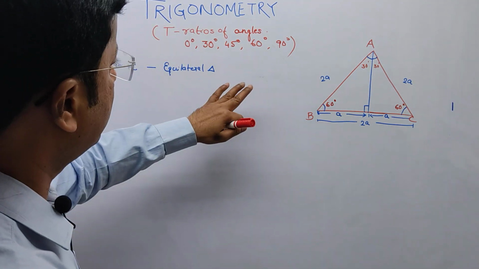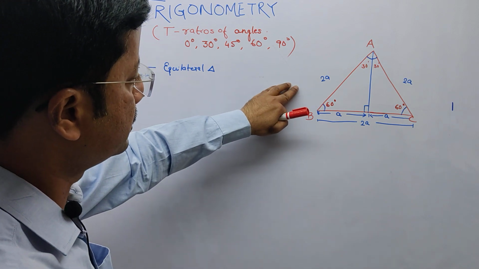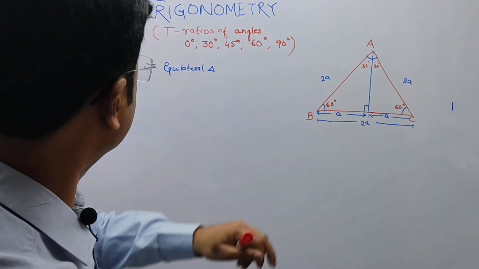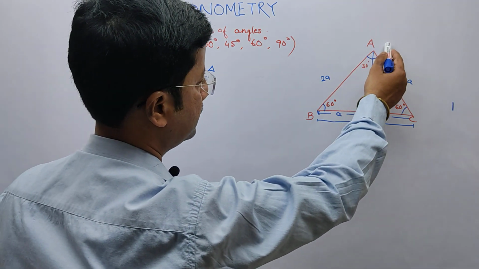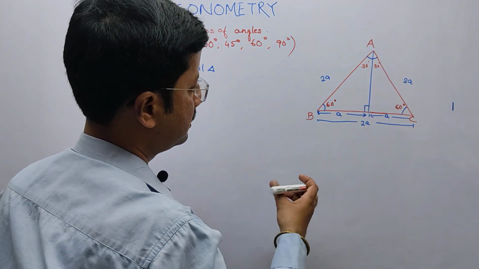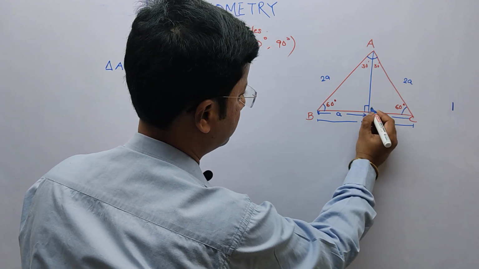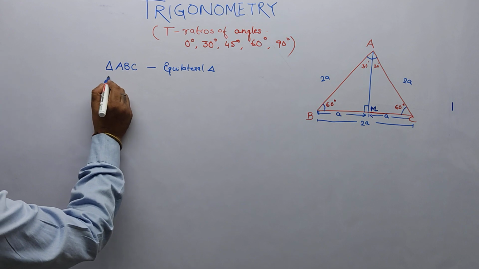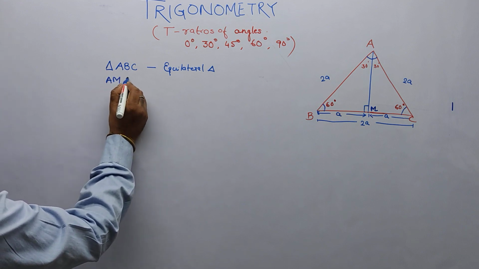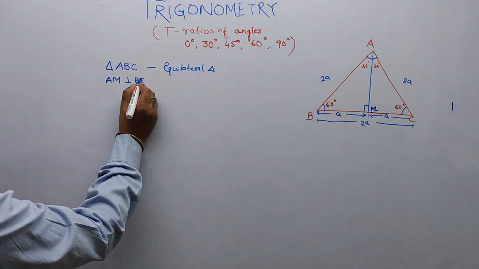So what we are doing here, we are finding the trigonometric ratios of 60 degree angle. We have taken an equilateral triangle and draw one perpendicular from A on the side BC. Let this AM is perpendicular to BC. AM is perpendicular to BC.